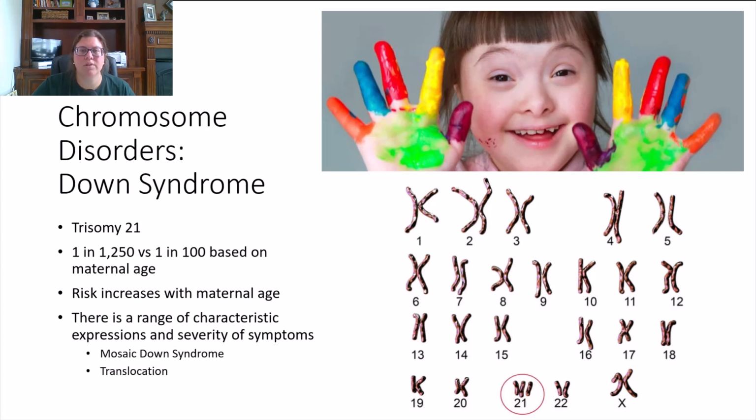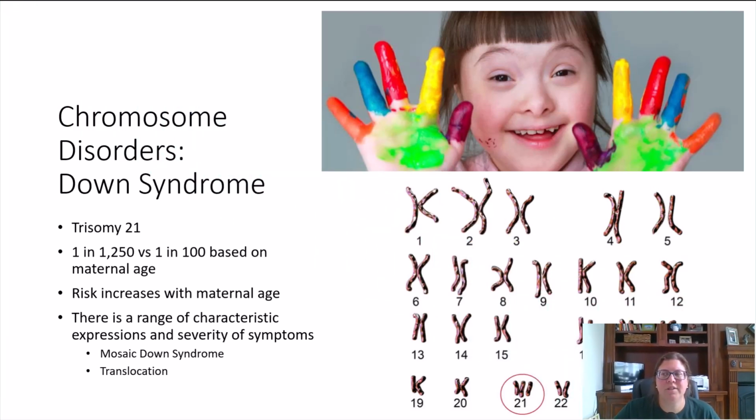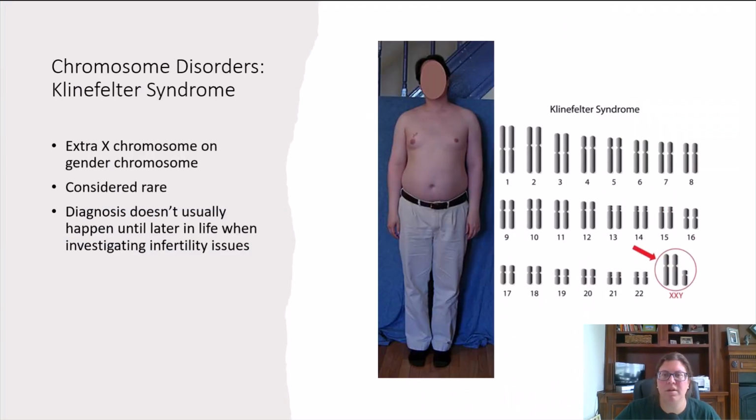There's also translocation Down syndrome, when a full or partial copy of chromosome 21 actually attaches to a different chromosome, typically chromosome 14 instead of chromosome 21. Regardless of how the Down syndrome is presented and expressed, early intervention for young children is key to promoting optimal growth and development. Klinefelter syndrome is another chromosomal disorder that affects biological males.